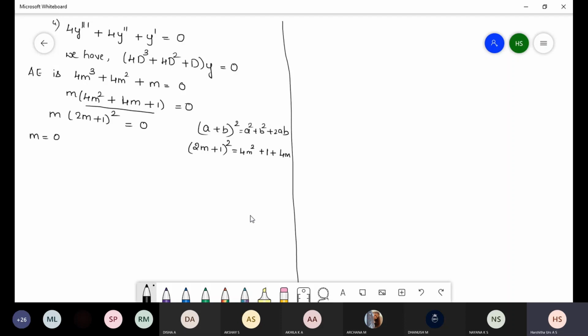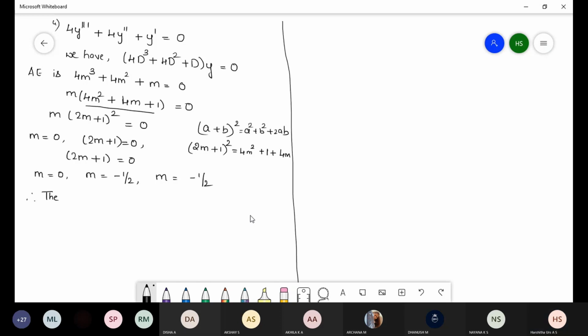So first m is equal to 0 we can write. Next 2m plus 1 whole square. So I split this one as 2m plus 1 is equal to 0, because whole square is there. So I split this term into two factors: 2m plus 1 is equal to 0, 2m plus 1 is equal to 0. Next m is equal to 0, again here m is equal to minus 1 by 2, m is equal to minus 1 by 2.